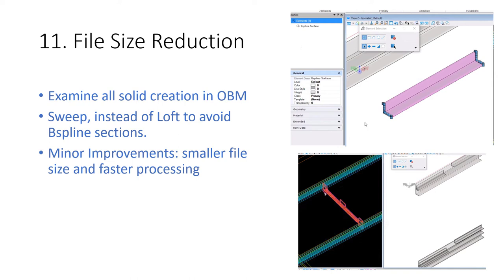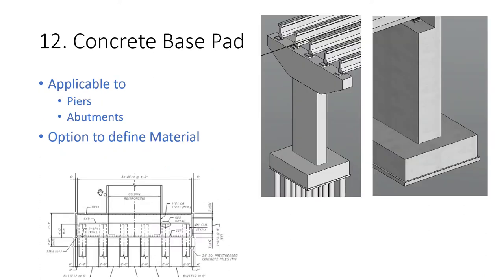Internally, we reduce the size of the file. It's internally how we create the solids, so there has been improvement for that. When you have a lot of information in your bridge, especially with steel bridges, the file size has been reduced. For your piers and abutments, we have the option to place a concrete base pad. There is a specific material that you can define, and it's also accounted in the quantities.